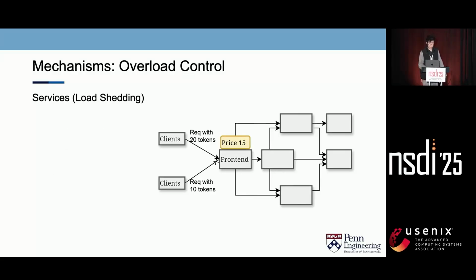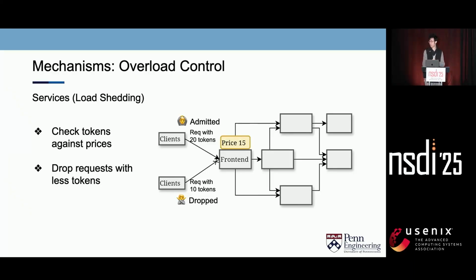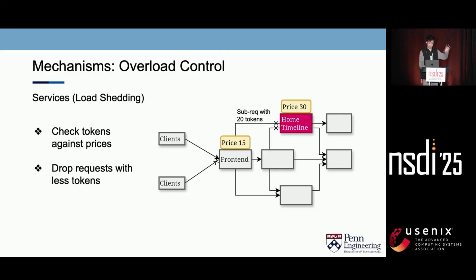And on the server side, as requests come with tokens, the server is going to check if the request has enough tokens or not compared to the prices. And it's going to drop the request if it doesn't. And it could happen anywhere in the graph, because home timeline might have just increased the price again, and then it could drop more requests right in front of the home timeline.